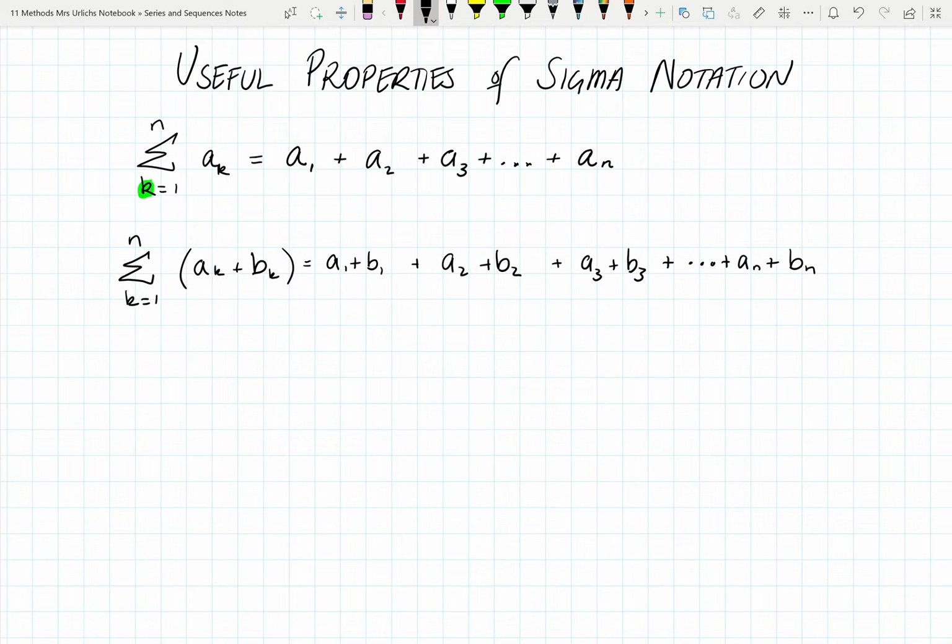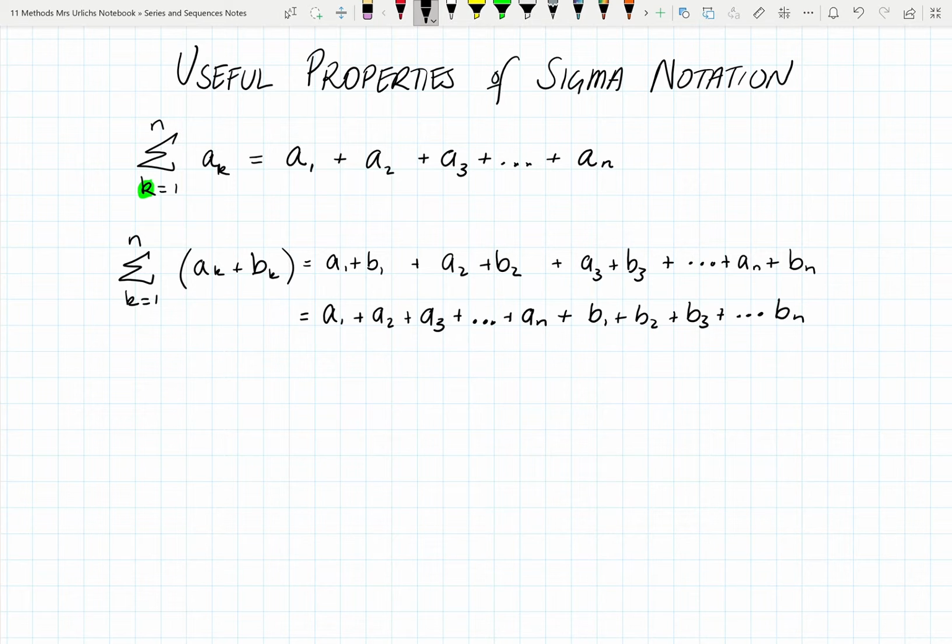What we can do then, because it's all addition, it's commutative, which means we can do it in any order that we like. So let's just pull all of the a terms out first. So it's going to be a1 plus a2 plus a3 plus all the way through to an plus, and then we'll put all the b terms, b1 plus b2 plus b3 all the way through to bn.